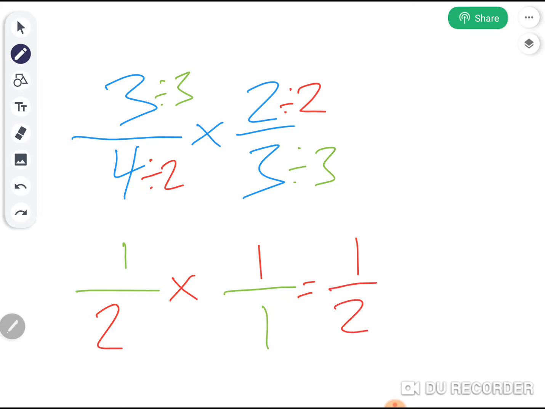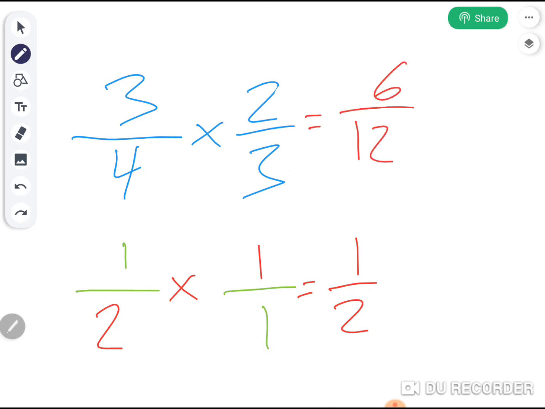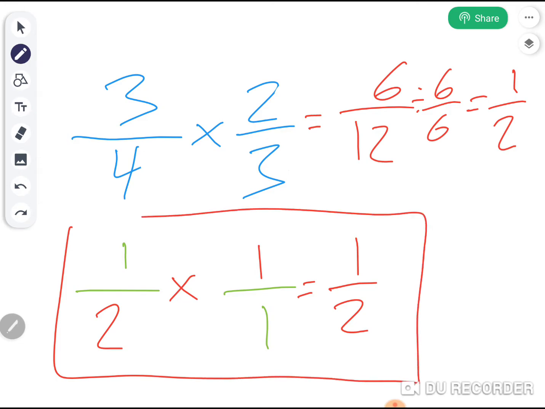Now, just to show you that this is still actually correct, if I were to erase these added things that I did, and we were to multiply 3 times 2, and 4 times 3, 3 times 2 equals 6, 4 times 3 equals 12. And if I were to simplify this by dividing them both by 6, I would still get 1/2. So notice, by doing it this way, I do all the simplifying beforehand, and sometimes it's a little bit easier than trying to simplify after you've done the multiplication.